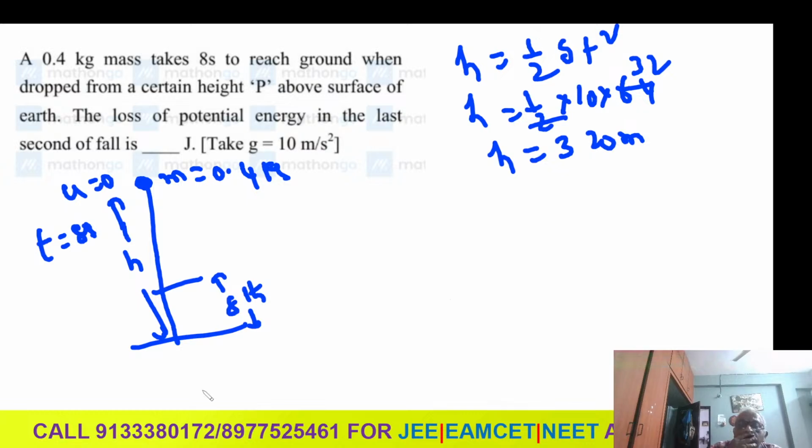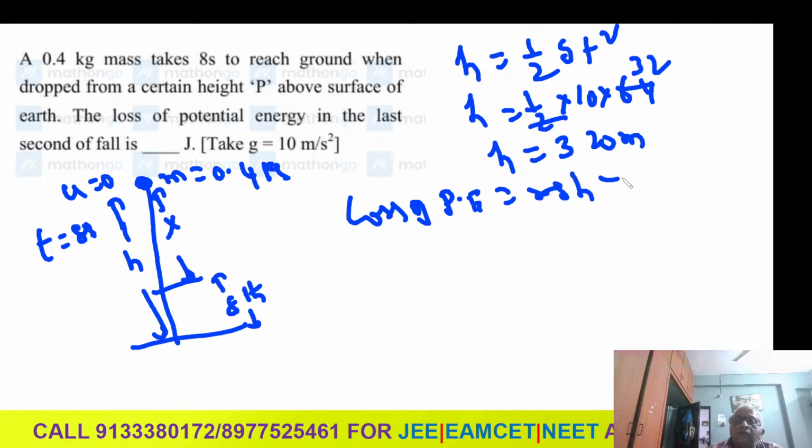Now, if you want to know the 8th second, you have to remove this distance. Or you can find out the 8th second directly. It is asking for the loss of potential energy, which means what? mgh. Let us say this is x. So the loss of potential energy is nothing but mgh minus mgx. But actually this calculation is also not necessary, student.